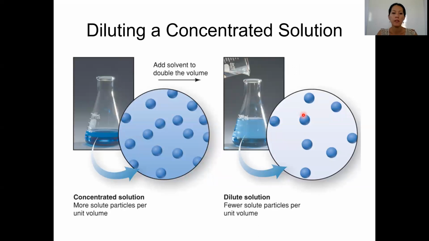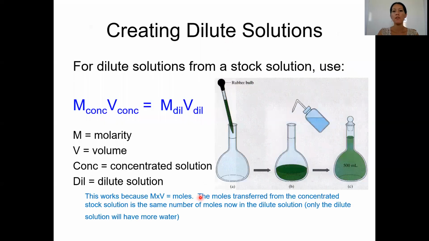Another really important thing that you might need to do, say you're going to work in the stock room over the summer, is that a lot of times you'll need to dilute solutions. So you go from a more concentrated solution to a less concentrated one. Here, we're just doubling the volume, adding water. What if it's not just doubling the volume? One thing that's useful is this equation, and I recommend only using this equation in this section.